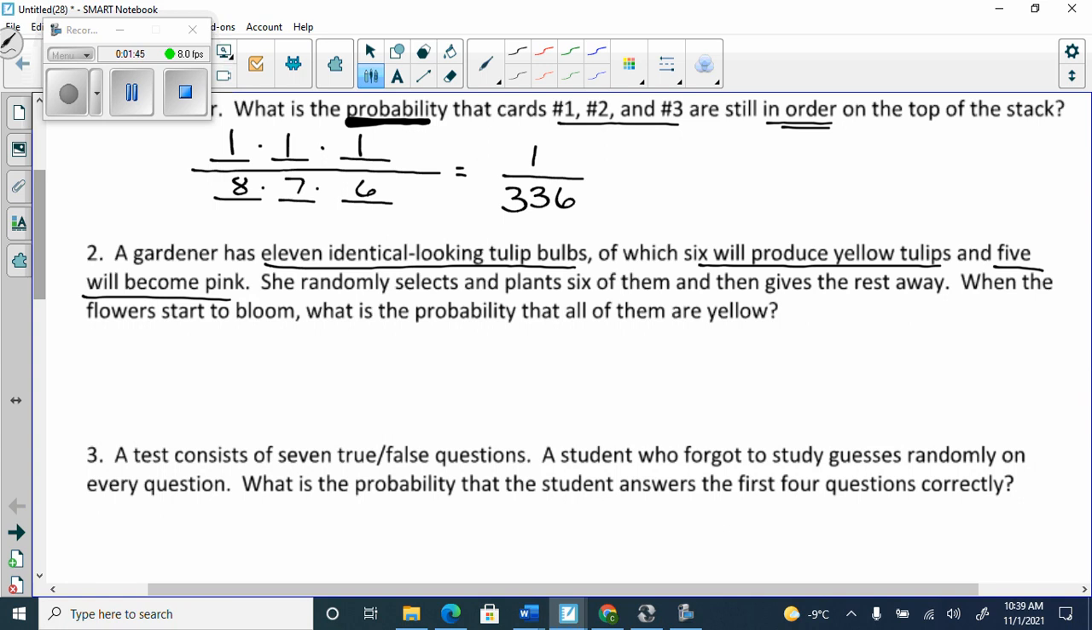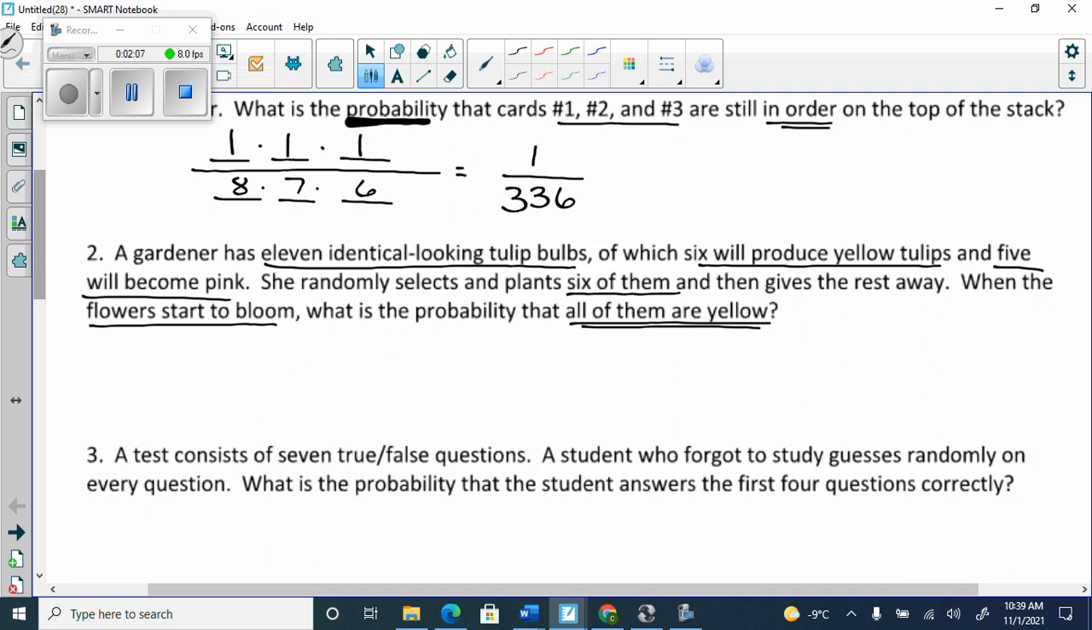We have 11, 5 yellow, that's a lie, 6 yellow, and 5 pink. She randomly selects and plants 6 of them and gives the rest away. Still top and bottom, correct? Because I haven't gotten to the word probability. All that affects the top and the bottom.